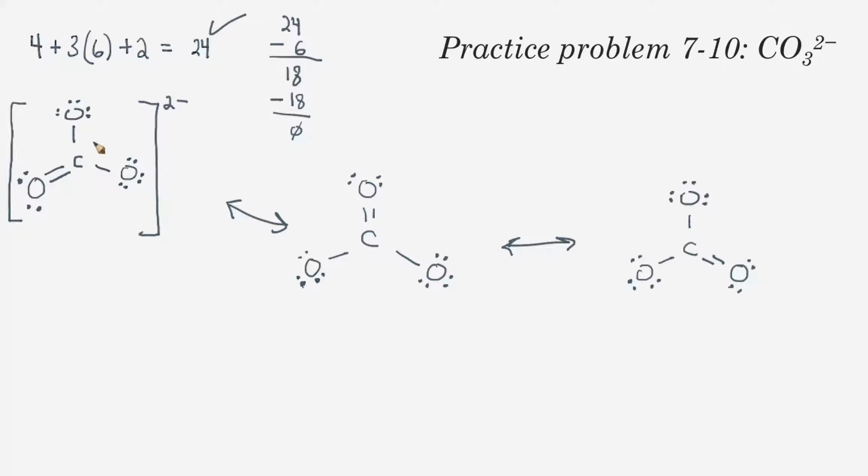So let's write down the formal charges. The way the formal charge works is you take the number of valence electrons that the neutral atom has, and we subtract the number of lone pair electrons, and we subtract 1/2 of the bonding electrons. And this is the formal charge on each atom.